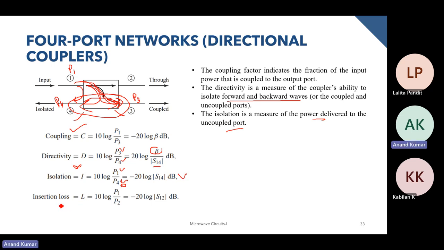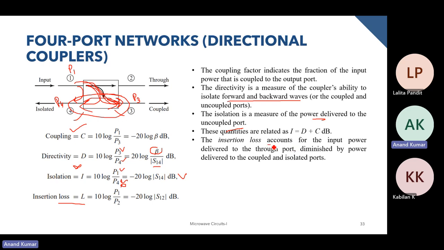Similarly, the insertion loss accounts for the input power delivered to the throughput, diminished by the power coupled and delivered to the coupled and isolated ports. So whatever power we are sending, some of it will be coupled over here, and some of it will be sent over to the isolated port. Whatever power is sent to the through port is given by the insertion loss. And these quantities can be related as I equals D plus C.